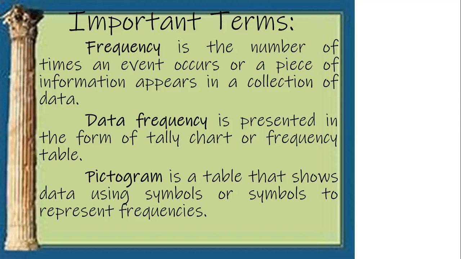Now, when you answer mango, I counted it, that is already 3 for mango. So 3 there is the frequency of mango. That means it is the number of times an event or a piece of information appears. So that's very easy. Frequency, the numbers.